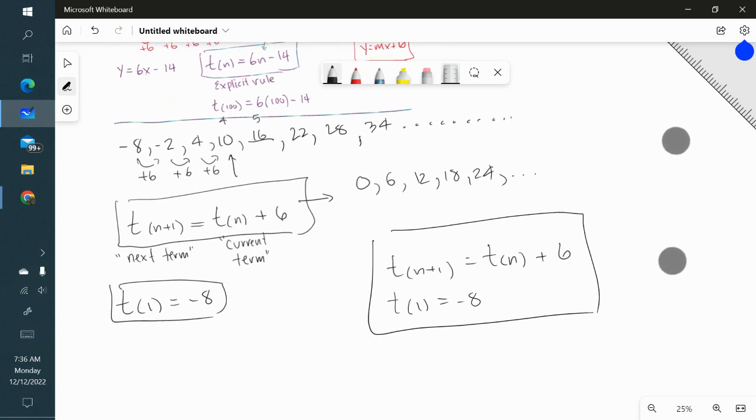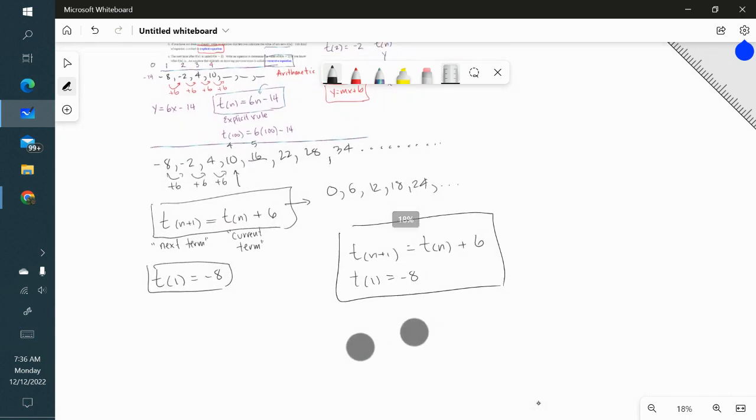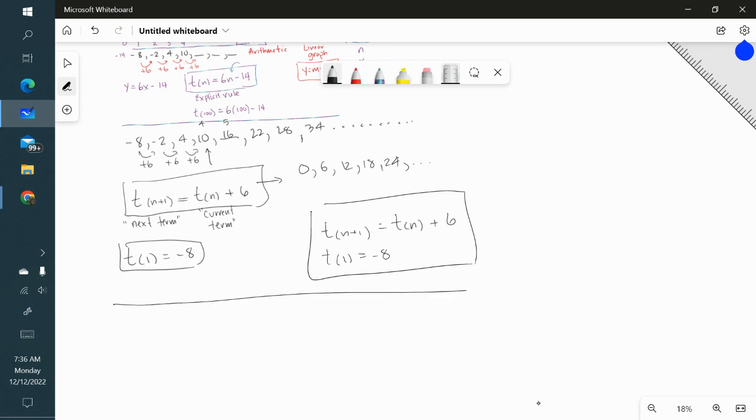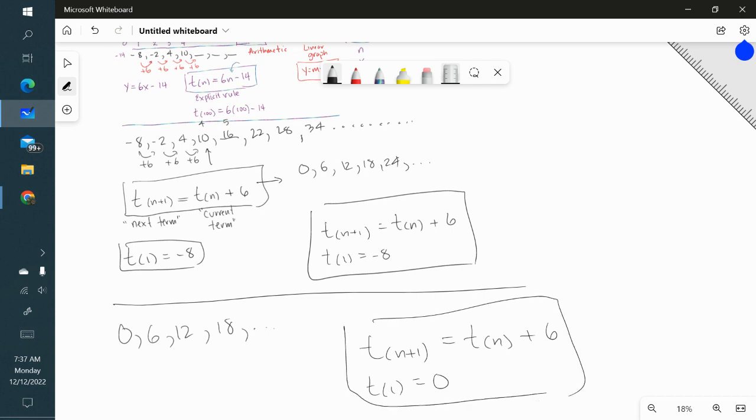If I wanted to describe a different sequence, suppose I wanted to describe the one that was 0, 6, 12, 18, and so on, well, the next term equals the current term plus 6, but then in this case, term 1 is 0. So it starts at 0, adds 6 over and over and over again. So that would be a recursive rule for that sequence.